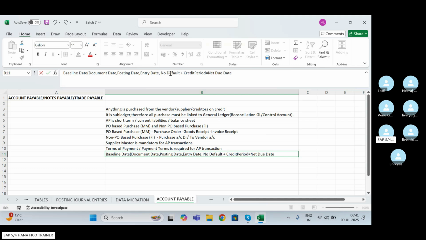So this 4 option is there. Whenever you are creating any terms of payment, you have to choose which date should be considered as a baseline date: either document date, posting date, entry date, or no default. No default means you can enter your own date. Plus credit period, you have to tell 30 days, 40 days, you have to define. So baseline date plus credit period is equal to net due date.